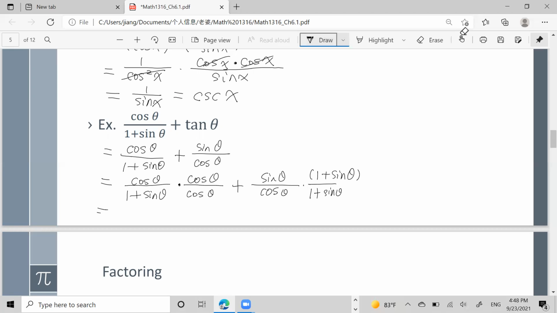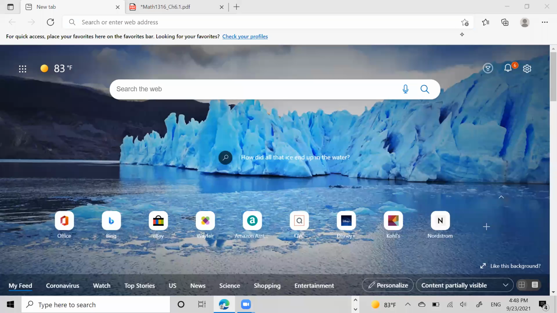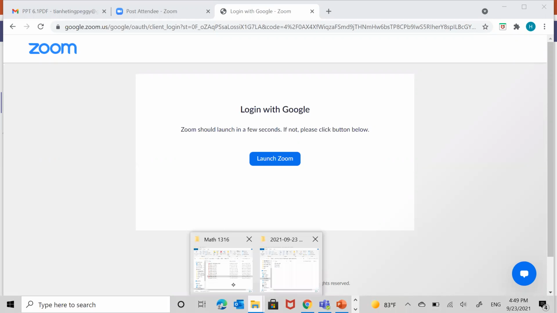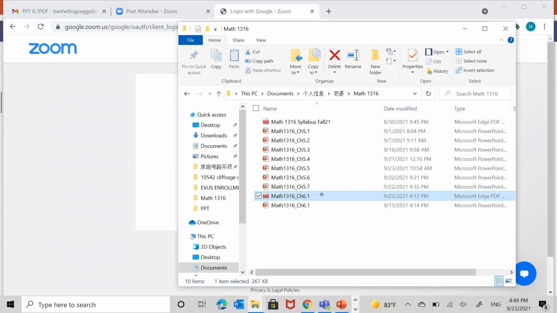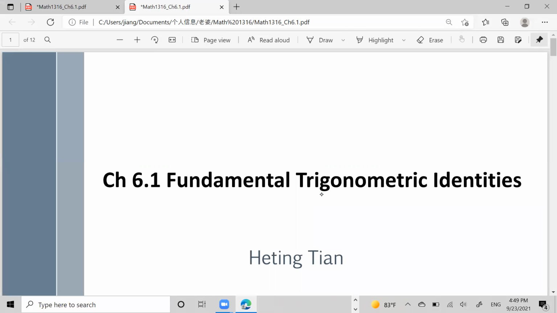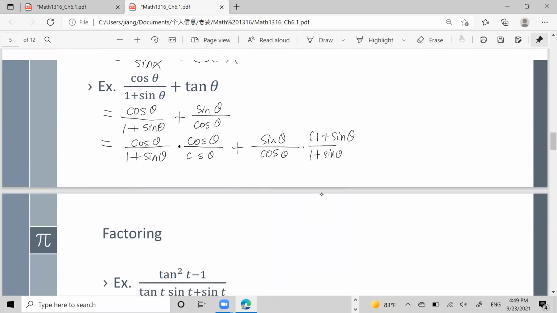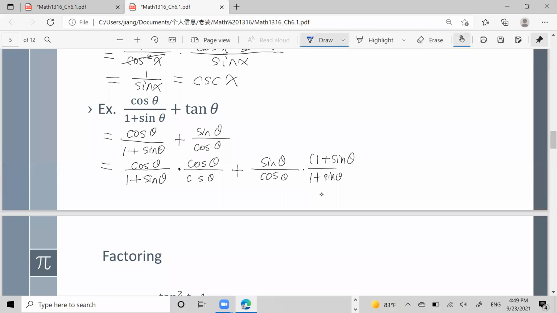Okay, continue to simplify this. No. Sorry. Why it happened? Let's see. Let me open it again. Where are we? Okay, we're here.